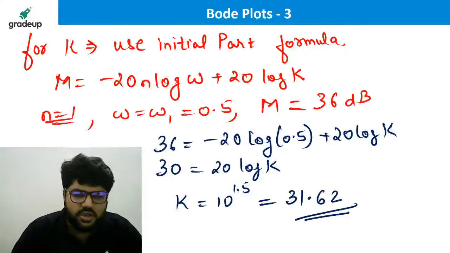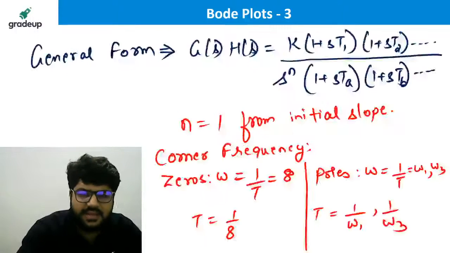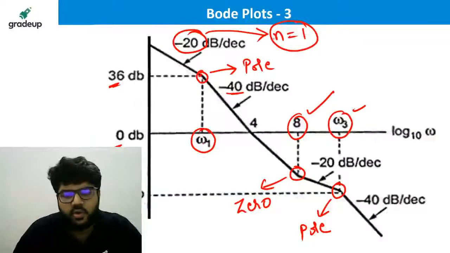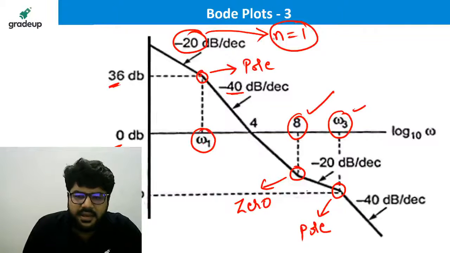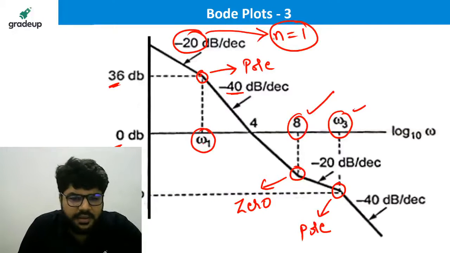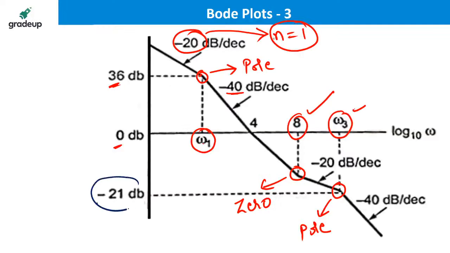Okay, so k is also obtained. The only thing left is omega 3. अब omega 3 के लिए what to do? For omega 3 we have the magnitude at omega 3, that is known, minus 21. But the magnitude at 8 is not known. So first you will have to find the magnitude at 8, then only you will be able to get omega 3. So next I am finding the magnitude at 8.